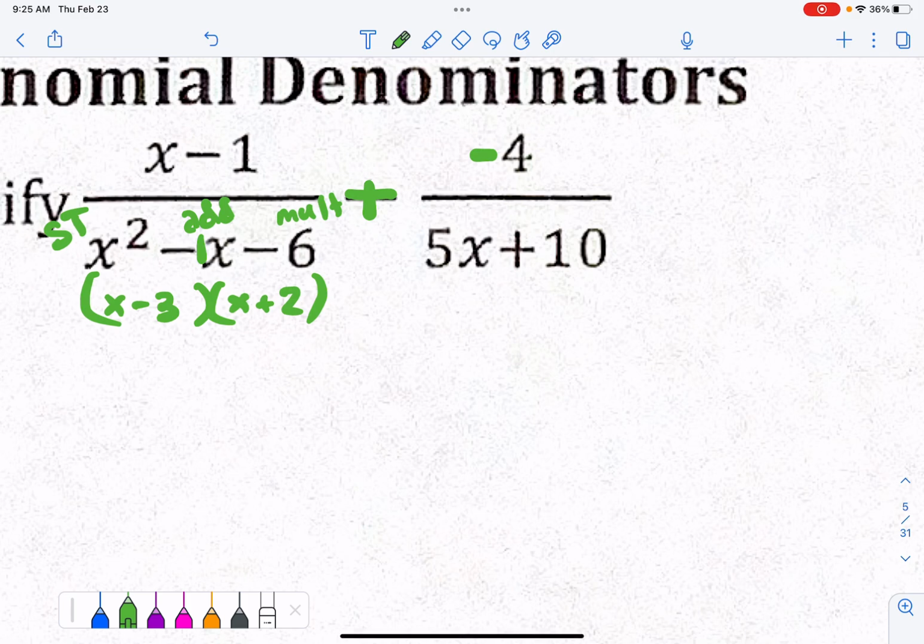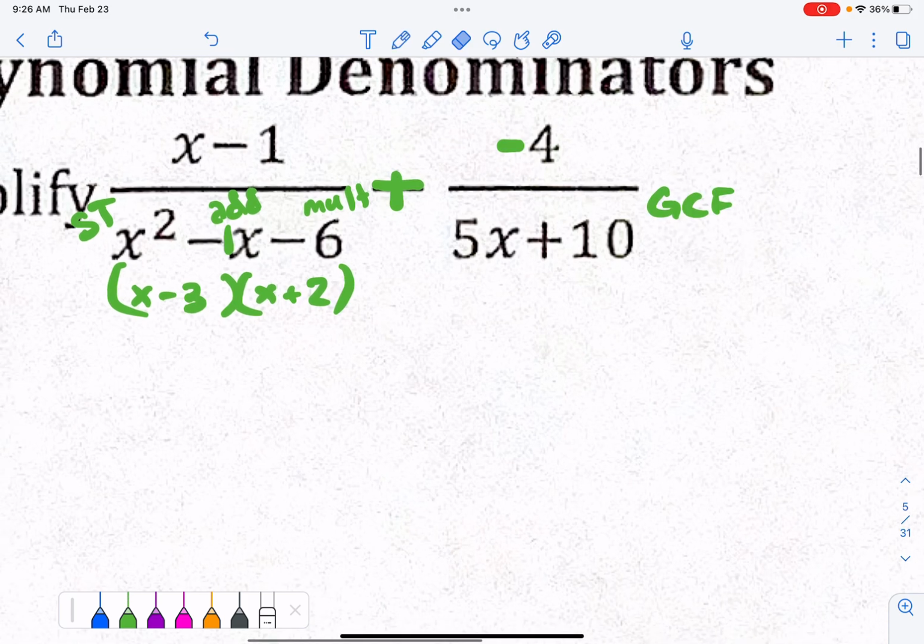Take a look at this one and try to see if you can figure out what it is. It's not a trinomial, and it's not a difference of squares. It is a greatest common factor. Oop, I just erased that. We're going to pull out 5. If I take 5 out, I will have x plus 2 left over. And that's what it will look like.